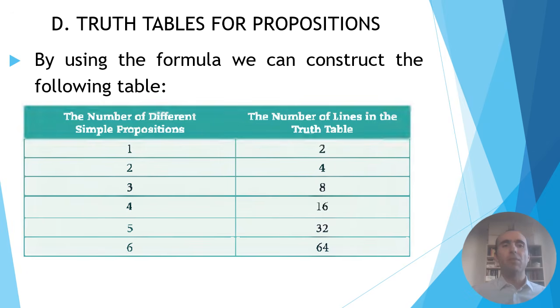In the first column, we have the number of different simple propositions. In the second column, we have the number of lines in its truth table. For a compound proposition with just one simple proposition and a logical operator, we have 2 lines in its truth table. For a compound proposition with 2 simple propositions, we have 4 lines in its corresponding truth table. For a compound proposition with 3 simple propositions, its truth table will have 8 lines, and so on.